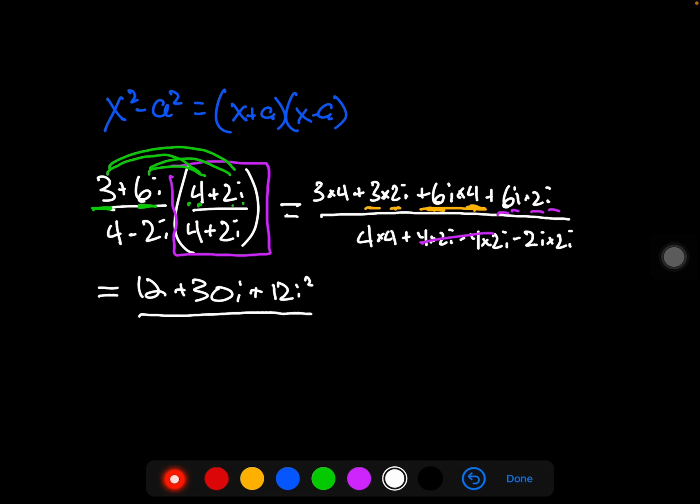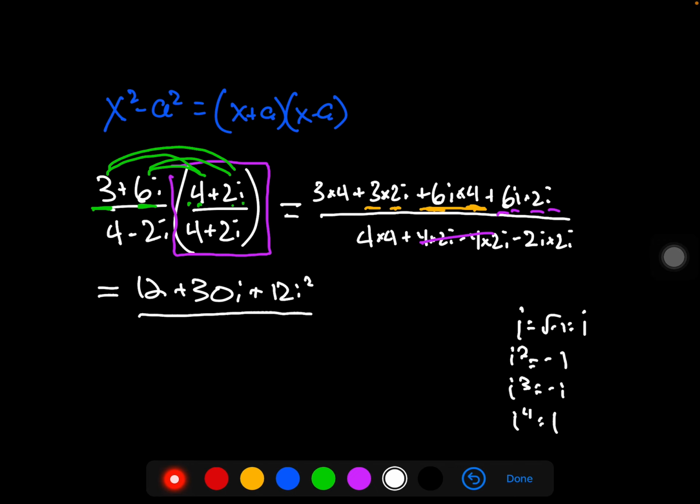And thinking back to the table, i equals the square root of negative 1, i squared equals negative 1, i cubed equals negative i, i to the fourth equals 1. And that cycle repeats over and over and over.